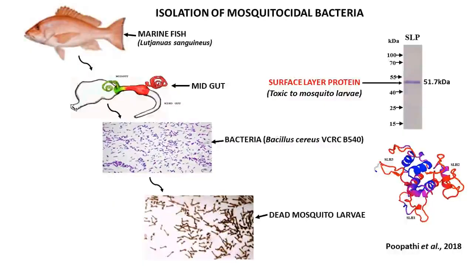Under these conditions, our research team has studied this extensively. One such study: we collected marine fishes from various sources, and the midgut was carefully dissected out. In one particular fish, Lutjanus sanguineus, the midgut was dissected, and one bacterium was isolated, called Bacillus cereus BCRC B540. This bacterium is very effective, and the effectiveness is due to the presence of surface layer proteins of 51 kDa, which is a responsible factor.